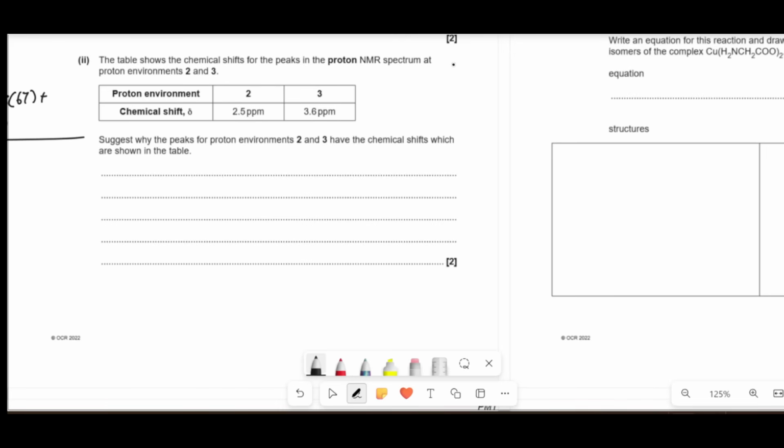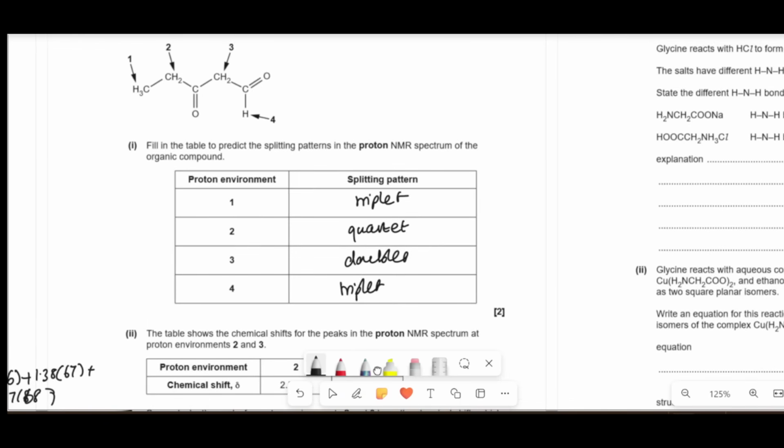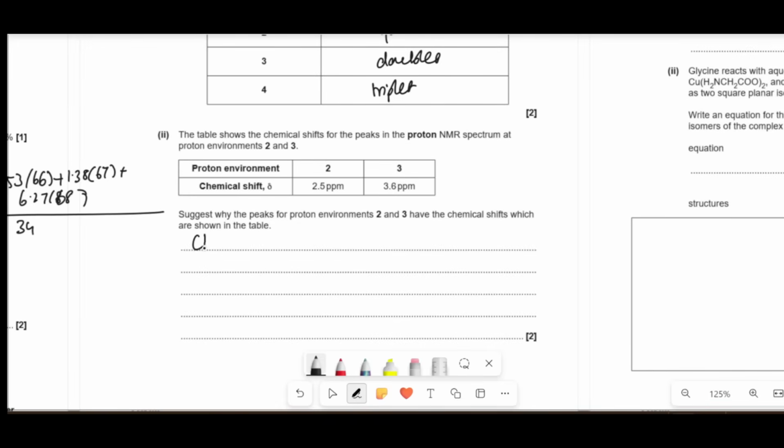So the table shows the chemical shifts of the peaks in the proton NMR spectrum of proton environments 2 and 3. So just where the peaks of 2 and 3 have the chemical shifts which are shown in the table. So if we look at environment 2, that's CH2 next to a C double bond O.